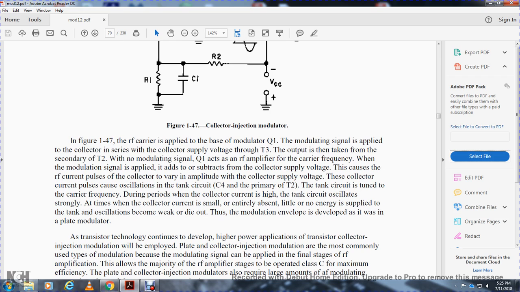With no modulating signal, transistor 1 acts as a radio frequency carrier amplifier. The modulation signal is applied to add and subtract from the collector supply voltage. This is called the radio frequency current. Pulses at the collector vary the amplitude of the collector supply voltage and of the collector current, called the current pulse.